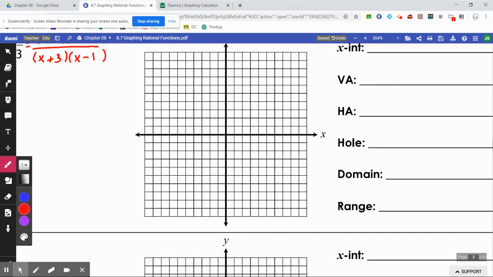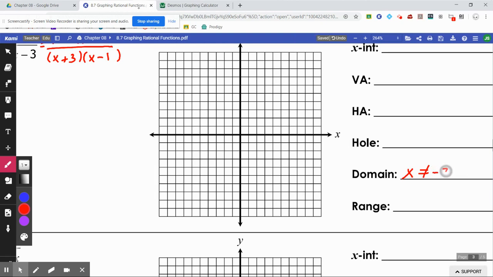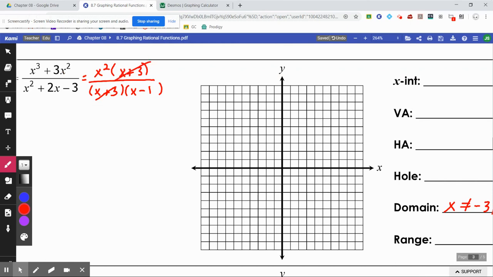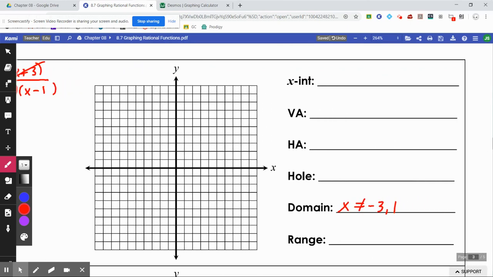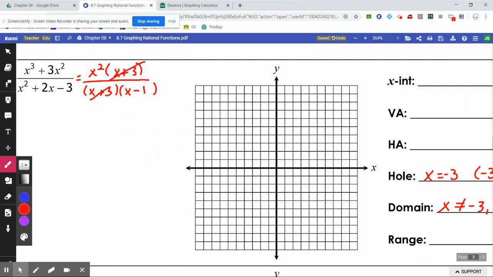So let's start out with our domain restrictions. X cannot be anything that makes the bottom equal to 0. X cannot be negative 3 or 1. And since you have a removable discontinuity at negative 3, then you're going to have a hole at x equals negative 3. To find the exact location of that hole, what you're going to do is remove that discontinuity. You're going to cancel those out.